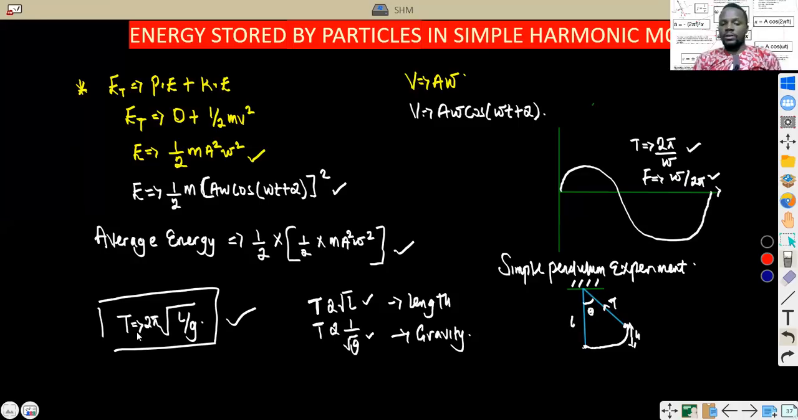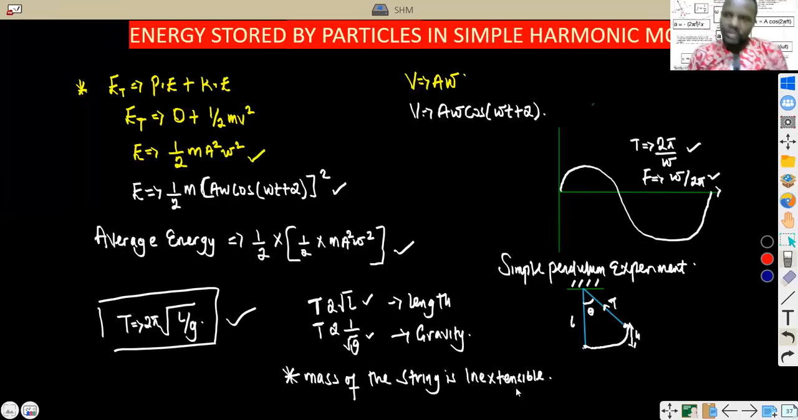Now, about this one, we can also conclude that, okay, fine. From the experiment, it was concluded that the string is an ideal string. If you are talking about an ideal string, it is only an ideal string that can follow this condition. If it is not an ideal string, it will not work. So we conclude from the experiment that the string is inextensible. You know the meaning of inextensible? Cannot be stretched, not elastic. So that's that about that.